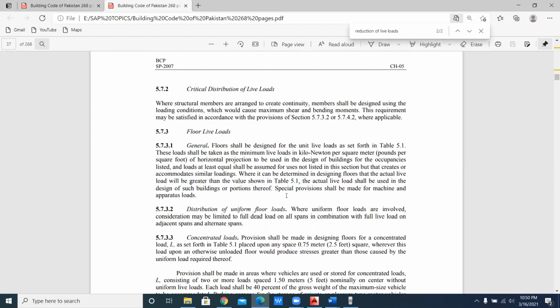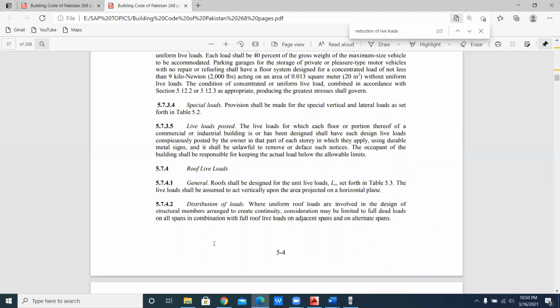It means that the loads which are normally shown to you in Table 5.1 apply, but if there is some load different from the load you are going to design for, then the different load will be applied. Otherwise you are okay with that value.